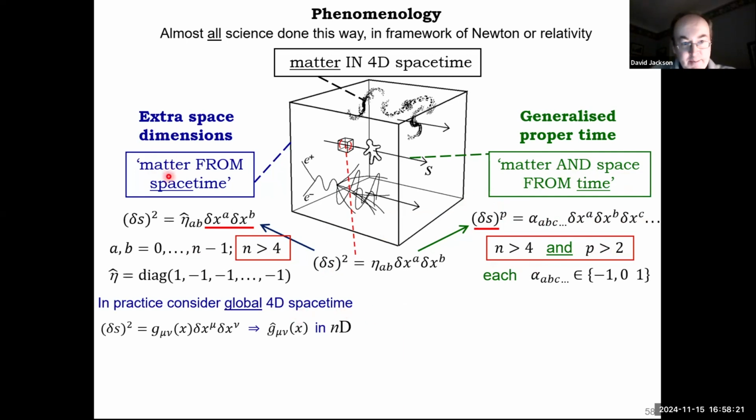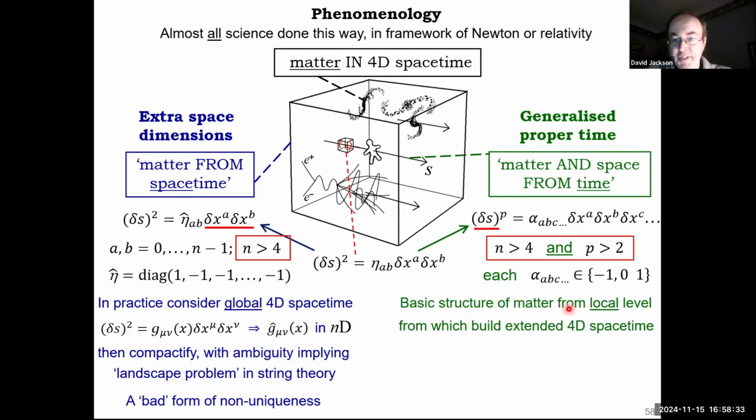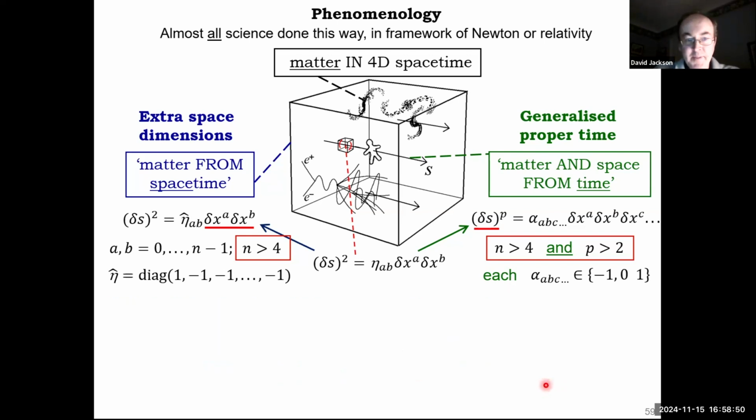In practice, with extra spatial dimensions, we go to the global level, and then we have to compactify down. This is normally thought of as a bad form of non-uniqueness, in that there are many ways of doing this. Here, because we're building up the structure from the local level, there's a vast degeneracy built into the local level, but that underlies in this theory the indeterminacy of quantum mechanics. So it's a good form of non-uniqueness. It's because this non-uniqueness is precisely the non-uniqueness of experiments in quantum theory.